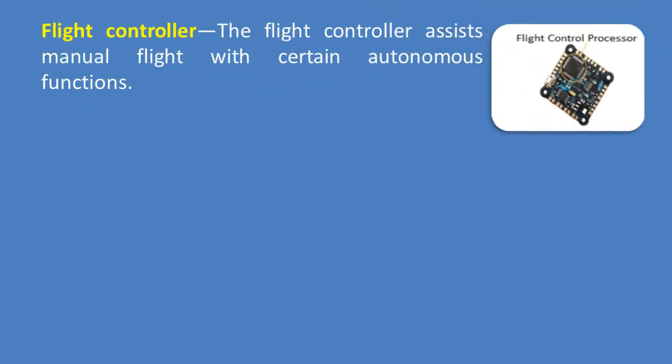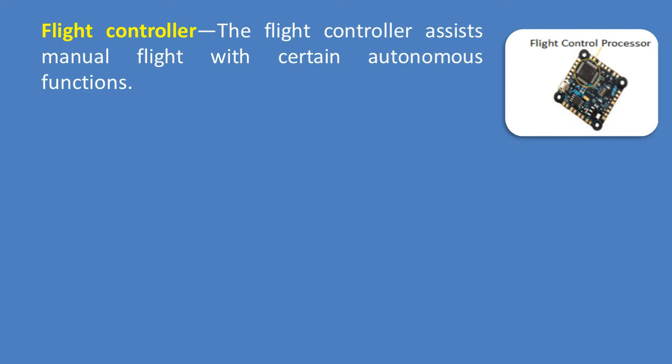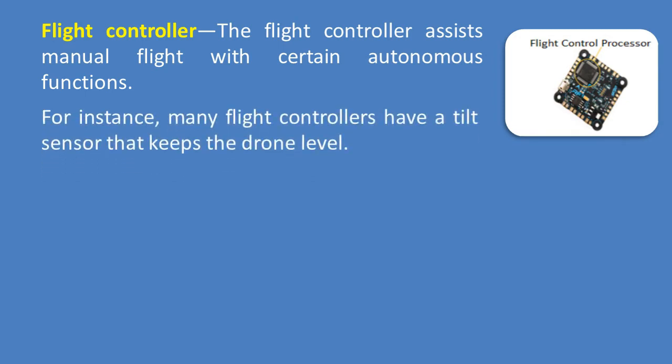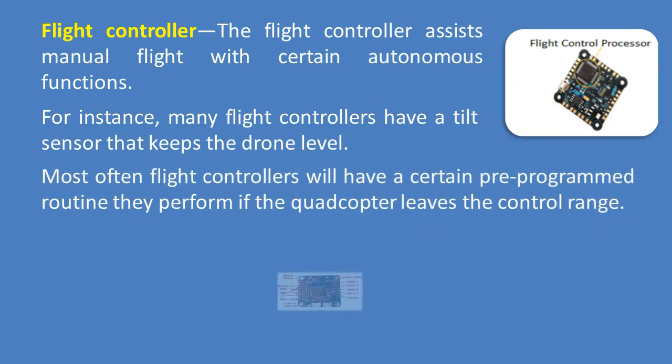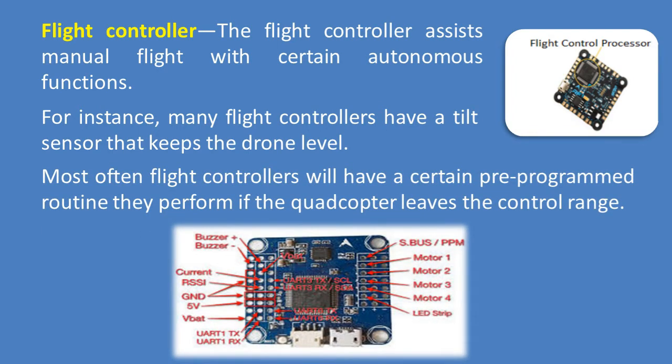Flight controller. The flight controller assists manual flight with certain autonomous functions. The image shown here is a flight control processor on the flight control PCB, or circuit board. For instance, many flight controllers have a tilt sensor that keeps the drone level. Most often, flight controllers will have a certain pre-programmed routine they perform if the quadcopter leaves the control range. The image shown here is a flight controller circuit board with the interfaces shown.